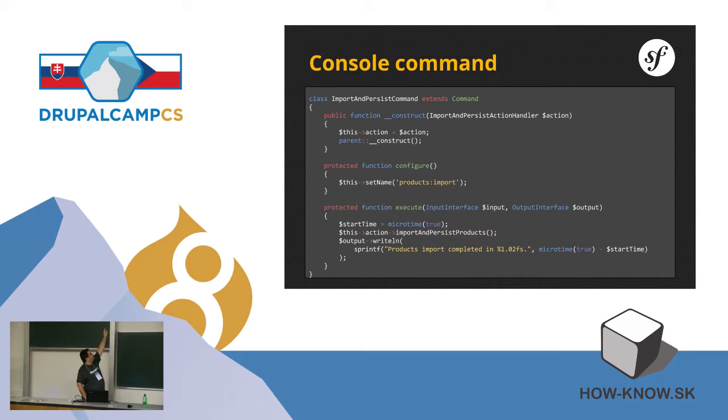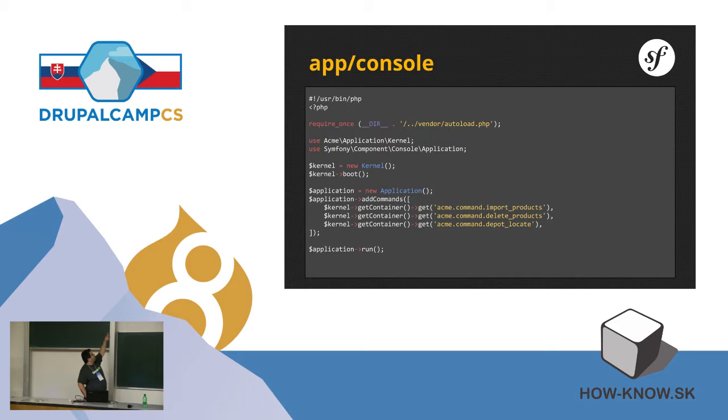We had to inject one service, so we had to override the constructor. We had to set the name in configuration and then execute it. This is a good way to decouple your code. Don't dump all your code and logic into this file. Decouple it somewhere else, then you can reuse it. An app console, very minimalistic. We just use the container to get the commands we've created and register them, and it's running. Two seconds.